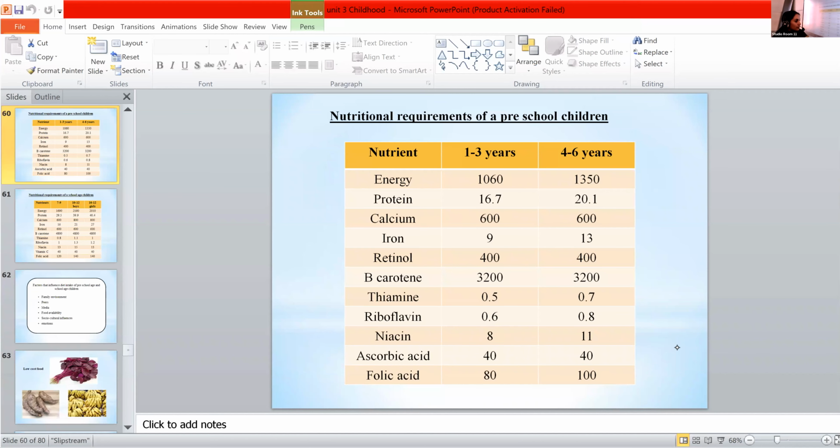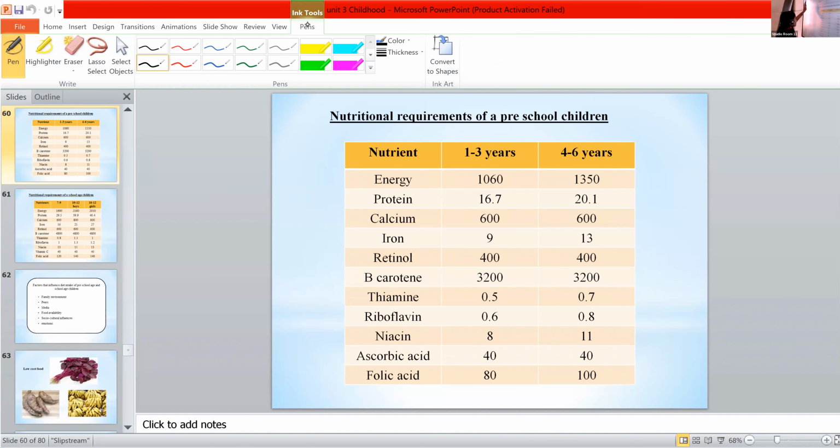So let's move on to the nutritional value or RDA of preschool children. We learned the RDA of infants, from 0 to 6 months and from 6 to 12 months. So let's move on to the RDA of preschool children. Okay, note down the values.